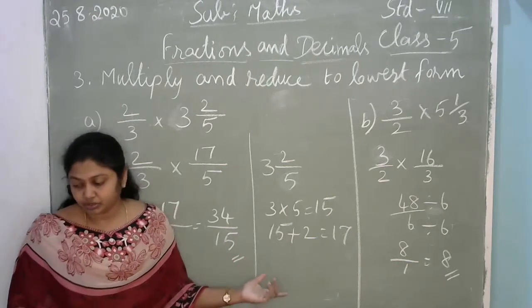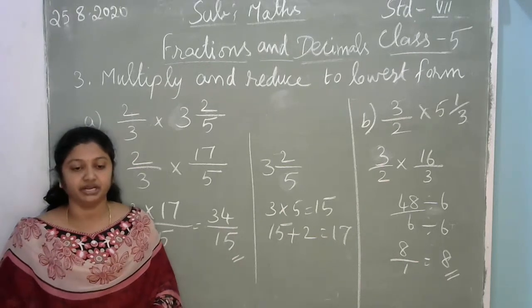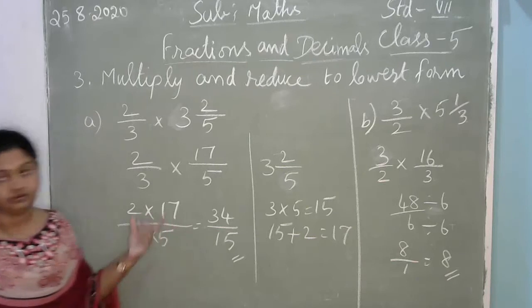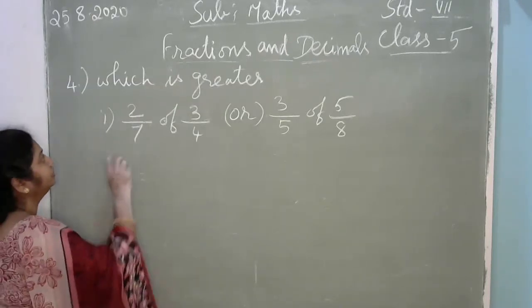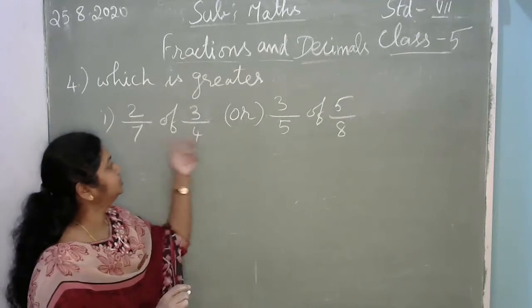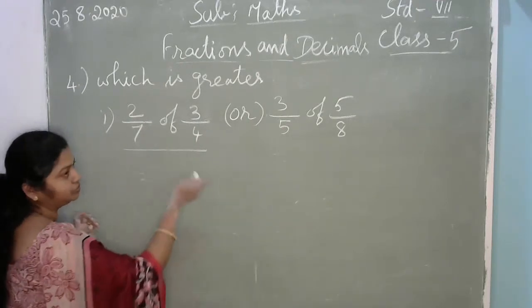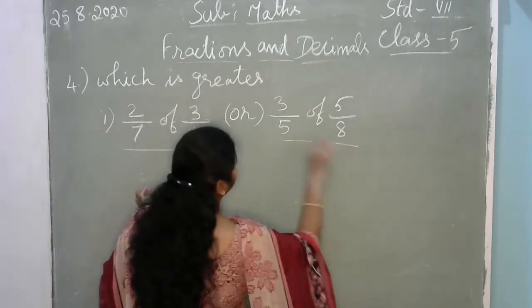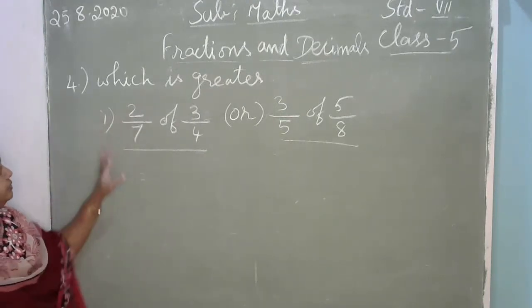Okay. Next, I will teach you which is the greater number in fractions. How to find the greater number in fractions. See here, which is greater in these two? This is one sum, not two sums. Okay, one sum only. In these two fractions and these two fractions, which fractions are greater? What should you do?